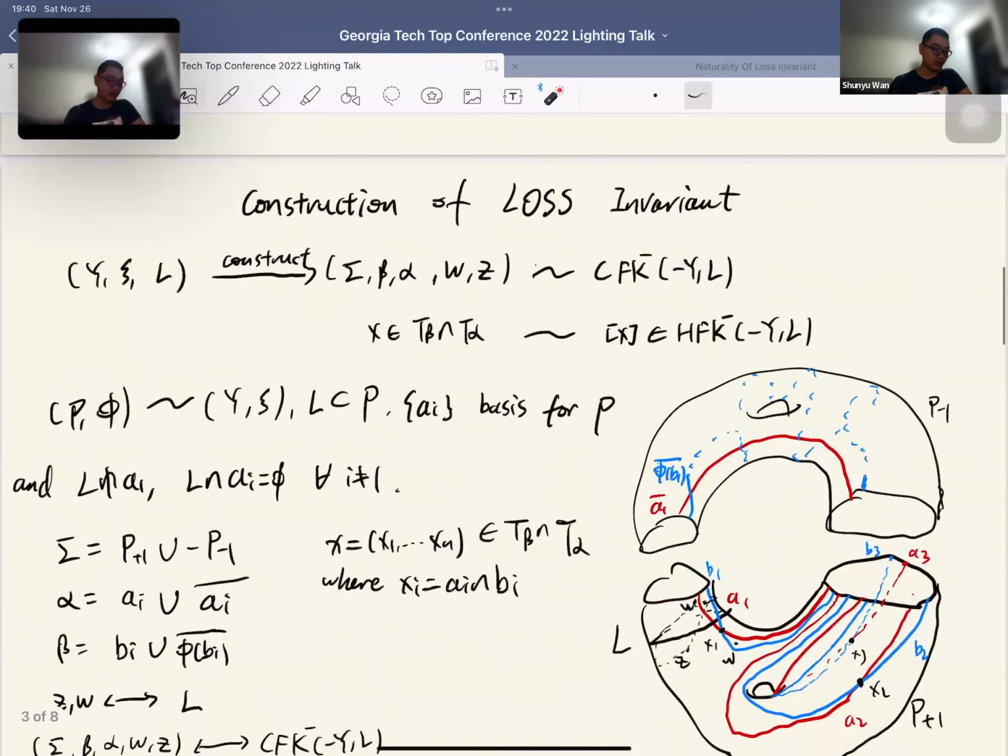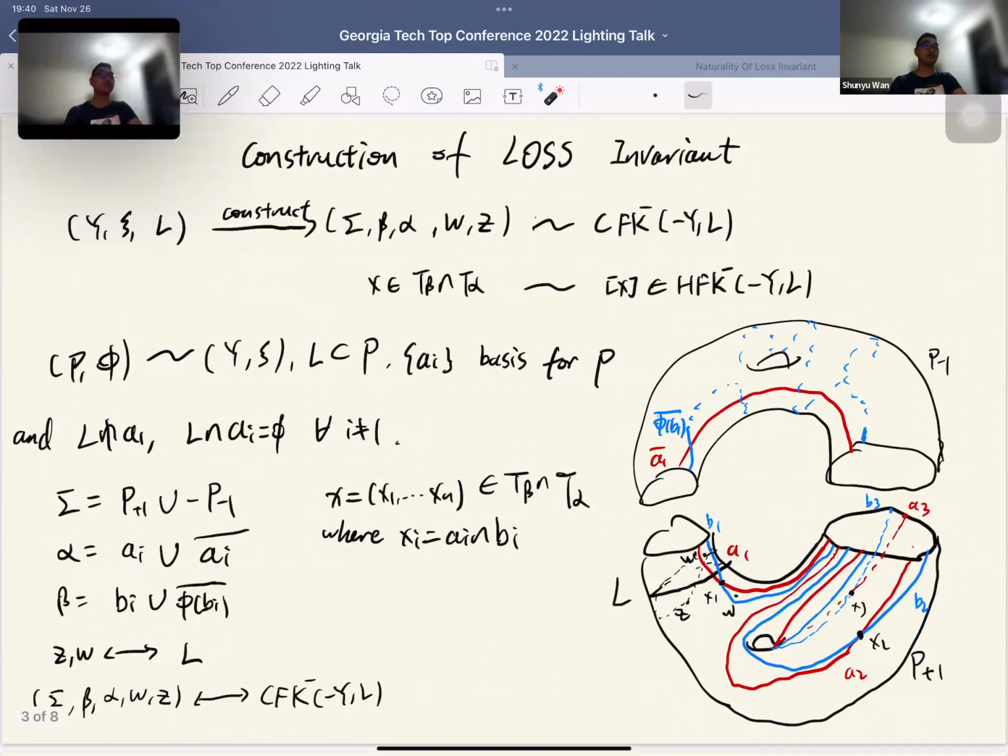Okay, next I'm going to talk about the construction of the loss invariant. In other words, given a Lagrangian knot L in (Y, ξ), I want to construct a doubly pointed Heegaard diagram describing minus Y, L and an element in T_beta intersect T_alpha. We start with an open book (P, φ) corresponding to (Y, ξ), such that L is on the page. Moreover, we choose a basis a_i for P, such that L intersects a_1 at one point, and L intersects a_i is empty for i not equal to 1.